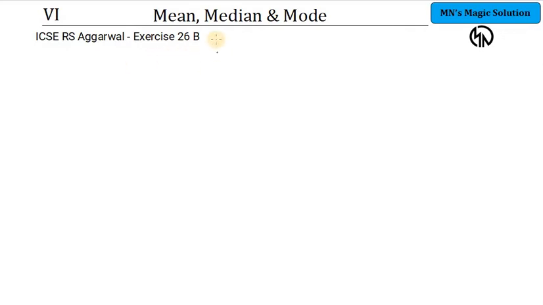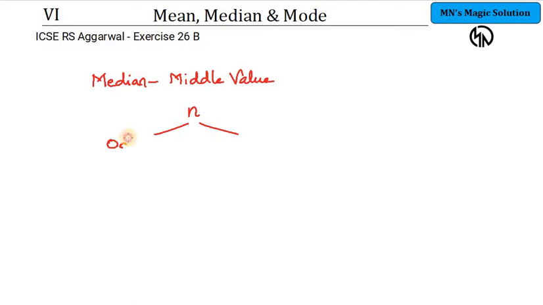How will you find the median? What is median first of all? Median means it is the middle value. How can you find the middle value? You have to first judge the number of terms in the given set of data. For example, if the total number of terms is n, you have to check whether this is either odd or even.